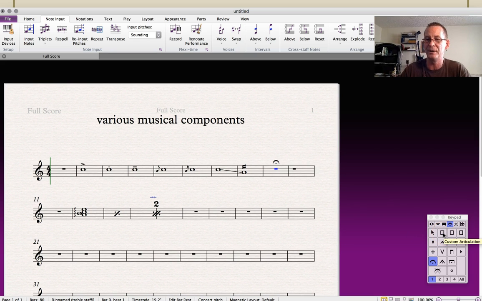Some of these signs in this are custom articulations. You have some other ones. Let's see. Let's look at some here. The first one I want to look at is arpeggio.